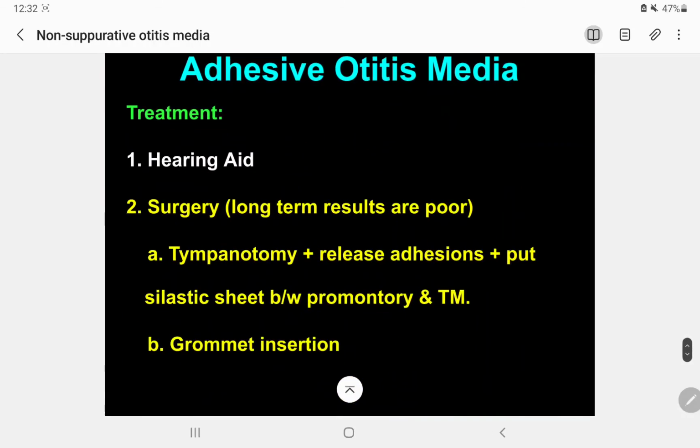So what are the treatments? We can always use a hearing aid, or surgery. But in surgery, the long term results are very poor.